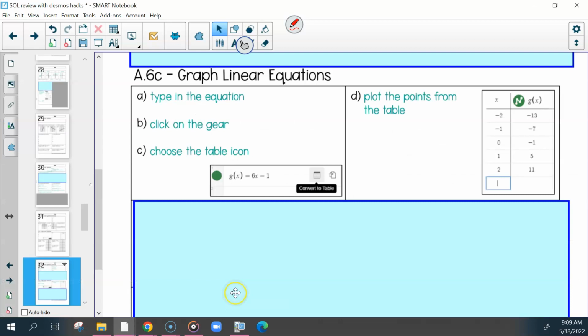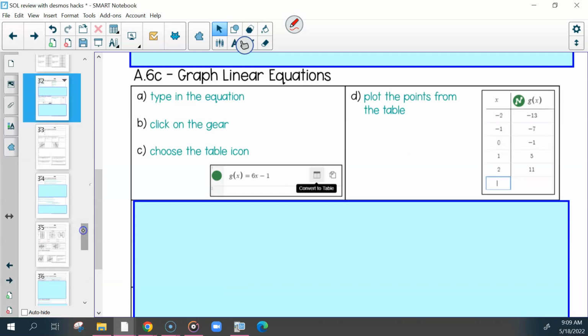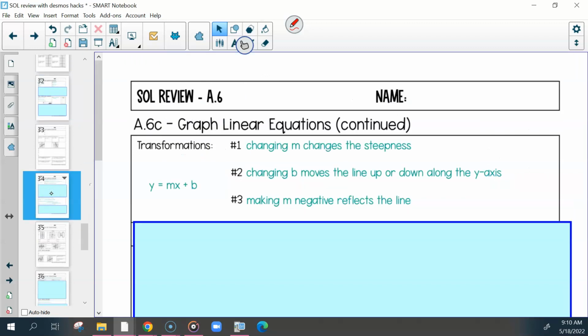So I'm not going to actually graph that, but yeah. Next page.